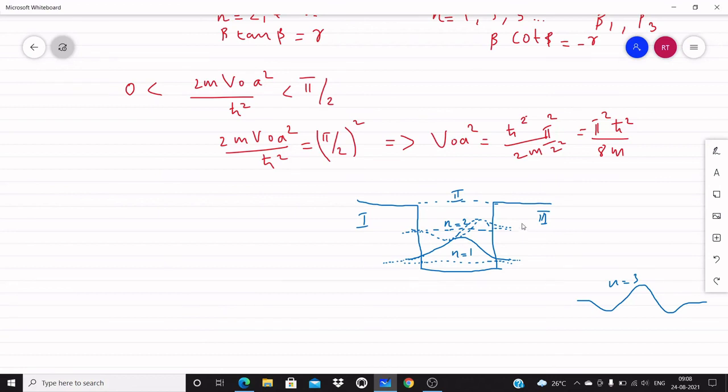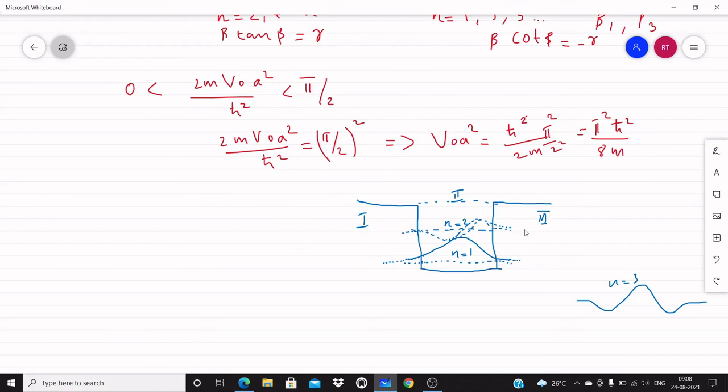So we obtain that even though the particle is confined, the tail of the wave function extends into regions 1 and 3. That means there is a chance of penetration of the particle into regions 1 and 3, which is possible only quantum mechanically. So this is the case of energy of the particle less than V0.